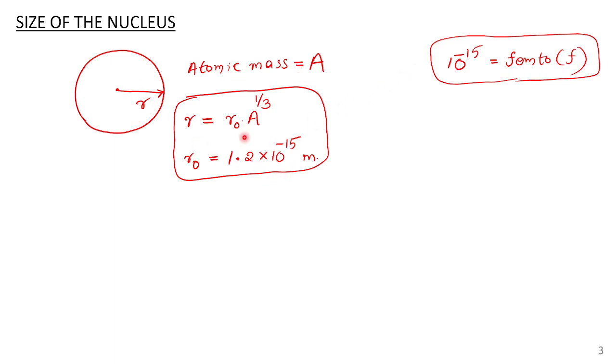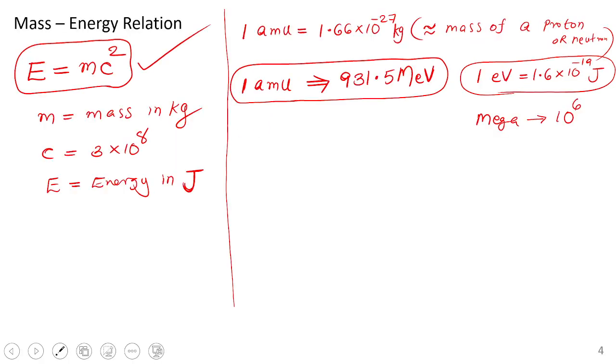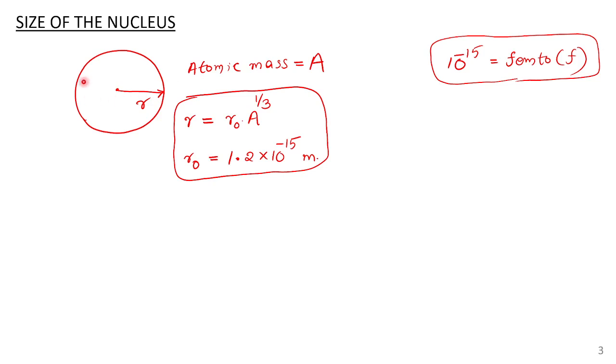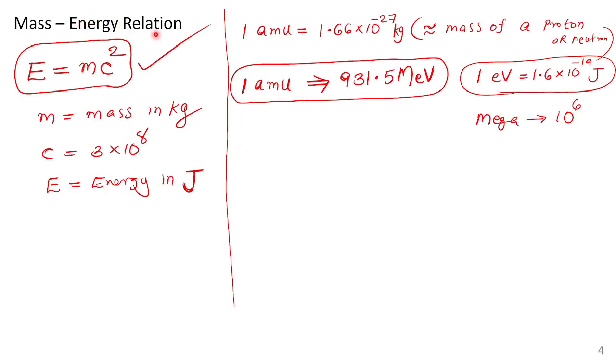So please read it. Are you okay? Size of the nucleus, this formula is okay: R equal to R0 into A raised to 1 by 3. Clear? Yes. Then mass energy relation. When I explain a new topic, don't forget all the other things. The size of the nucleus is required; there are problems based on this. The next is about mass energy relation.